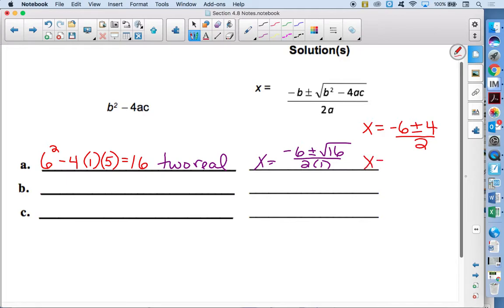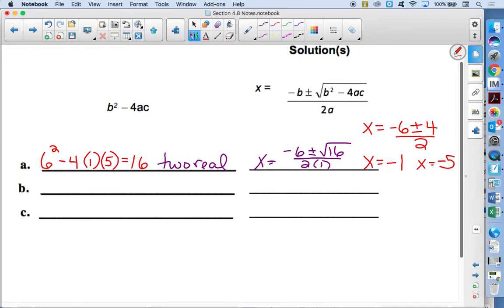So Ethan, if we simplify this, what's negative 6 plus 4? Negative 2. And divided by 2, you get? Negative 1. And then one more time, Ethan, negative 6 minus 4 is? Negative 10. Divided by 2 is negative 5. So right there are my 2 solutions. That plus or minus is saying you take negative 6 plus 4, get that answer, and cut it in half. Negative 6 minus 4, take that answer, cut it in half. We have two real solutions of negative 1 and negative 5.